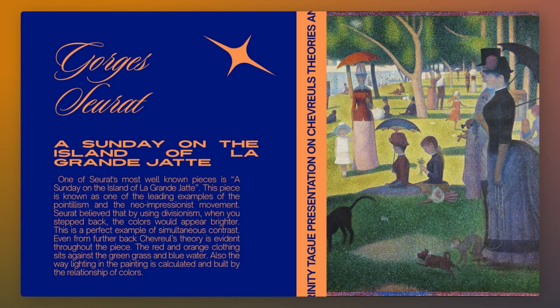Seurat believed that by using divisionism, when you step back, the colors would appear brighter. This is a perfect example of simultaneous contrast. Even from further back, Chevreul's theory is evident throughout the piece. The red and orange clothing sits against the green grass and blue water. Also, the lighting in the painting is calculated and built by the relationship of colors.